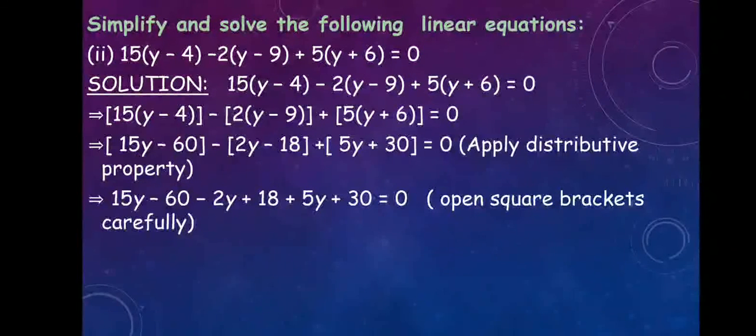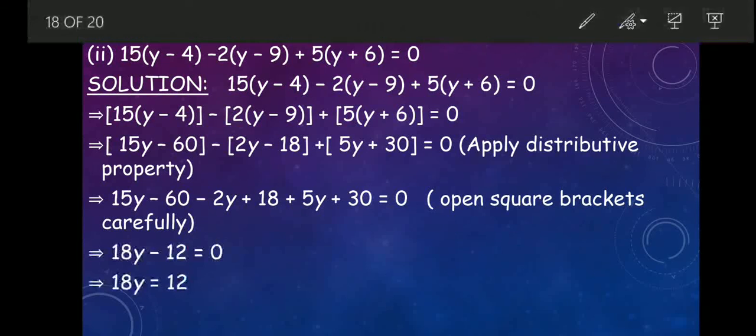Next, I'll collect all the variables and add them, and I'll add all the constants. It will be 15y plus 5y, 20y, minus 2y, that is 18y. Now minus 60 plus 30, minus 30, minus 30 plus 18, minus 12. I'll take the minus 12 to the other side. So 18y will be 12 and y will be equal to 12 by 18. So that will be the answer.